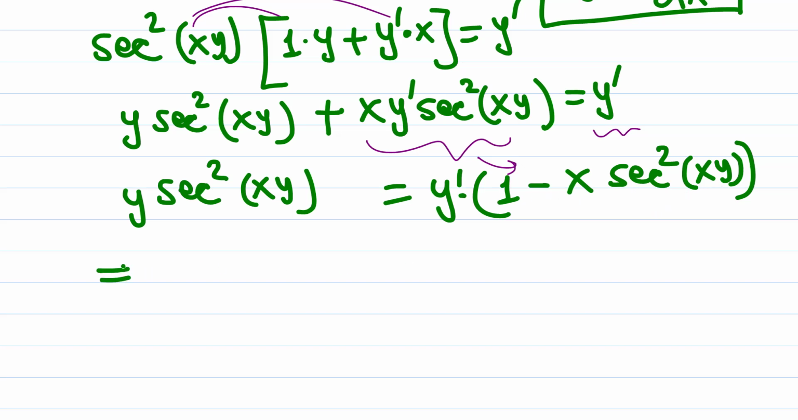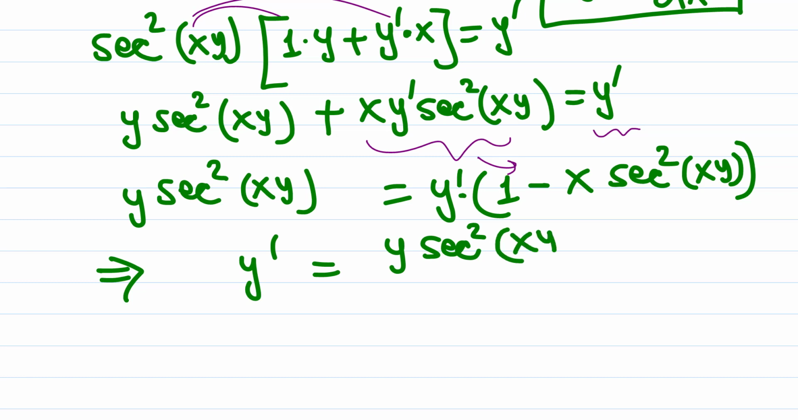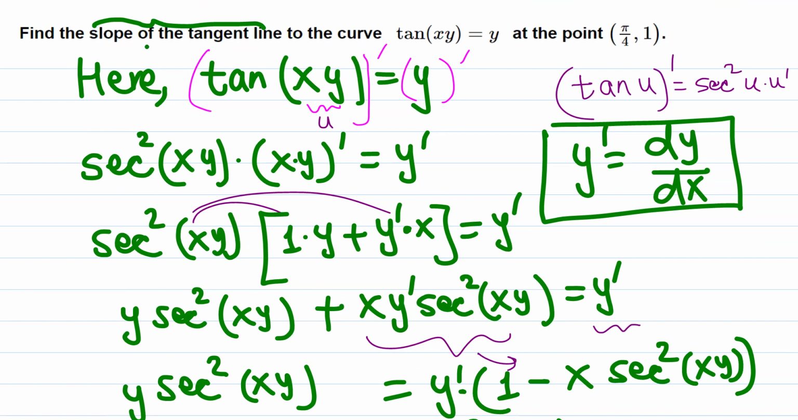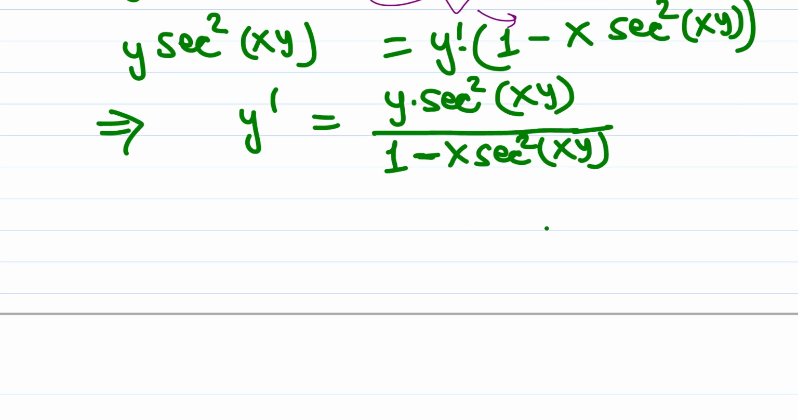So this implies y prime equals y secant square xy all over 1 minus x secant square xy. Do not try to cancel anything. There is a minus sign, so we don't have any factors on the bottom. Here we got a factor but not on the bottom. So we found the slope of the tangent line. Next we want to evaluate the slope of the tangent line at the point pi over 4, 1: x equals pi over 4, y equals 1.